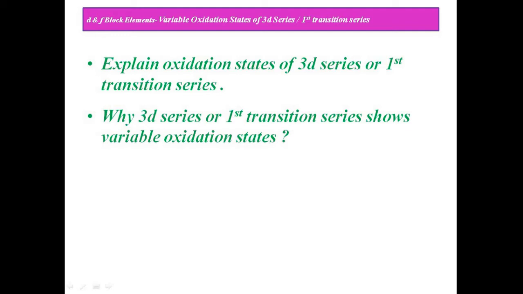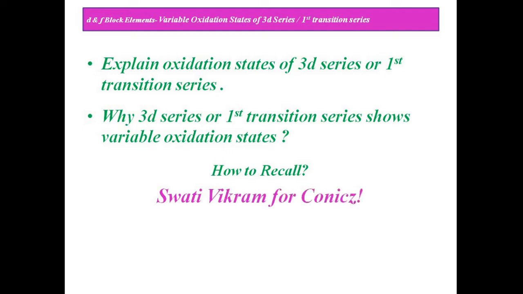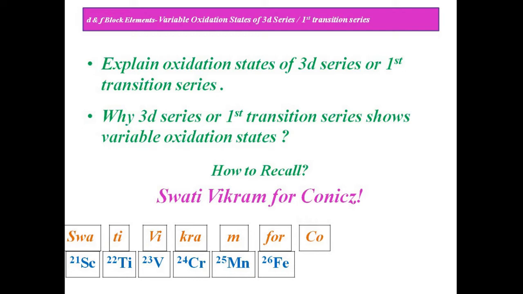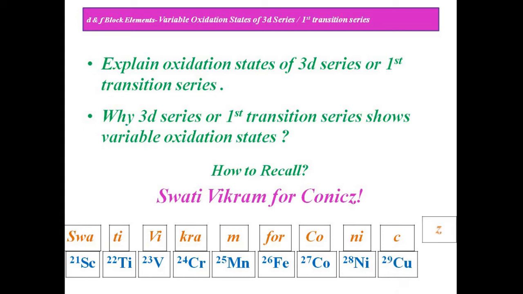Before discussing this, we will recall the elements which are present in the first transition series by recalling this sentence: Sc Ti V Cr Mn Fe Co Ni Cu Zn. That is scandium, then titanium, then vanadium, then chromium, then manganese, then iron, then cobalt having atomic number 27, then nickel, then copper, and the last one zinc having atomic number 30. So these are the elements which are present in the 3d series or first transition series.